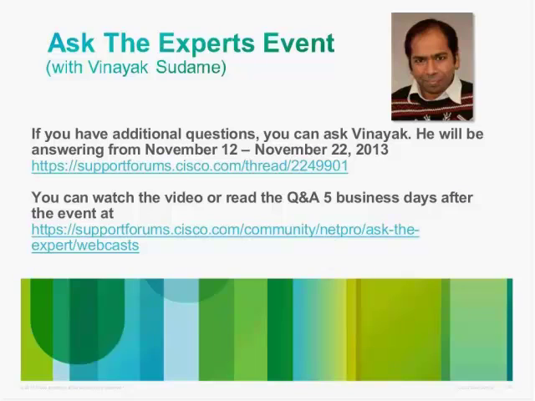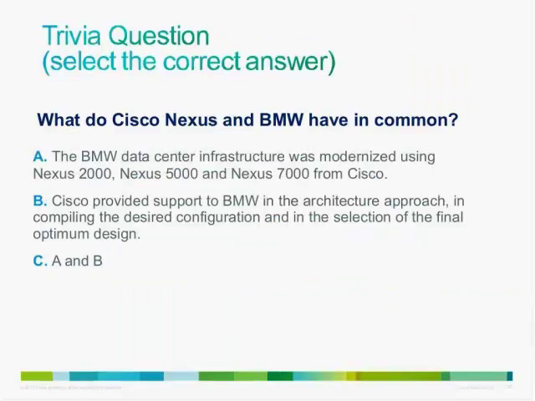Now the trivia question: what do Cisco, Nexus, and BMW have in common? A, the BMW data center infrastructure was modernized using Nexus 2000, Nexus 5000, and Nexus 7000 from Cisco. B, Cisco provided support to BMW in the architecture approach, in compiling the desired configuration, and in the selection of the final optimum design. Or C, A and B. So I'll go ahead and take a moment to answer that question.